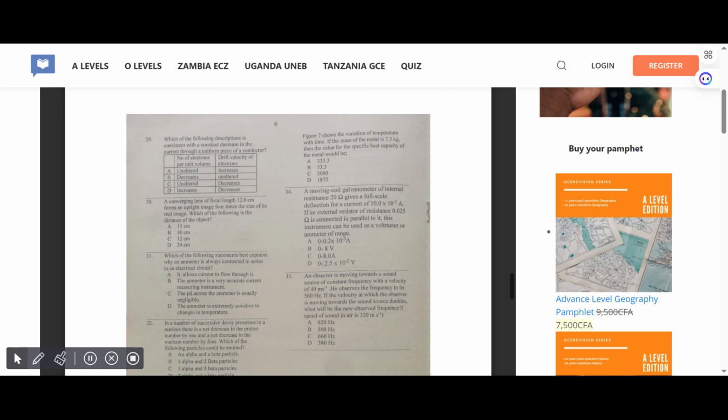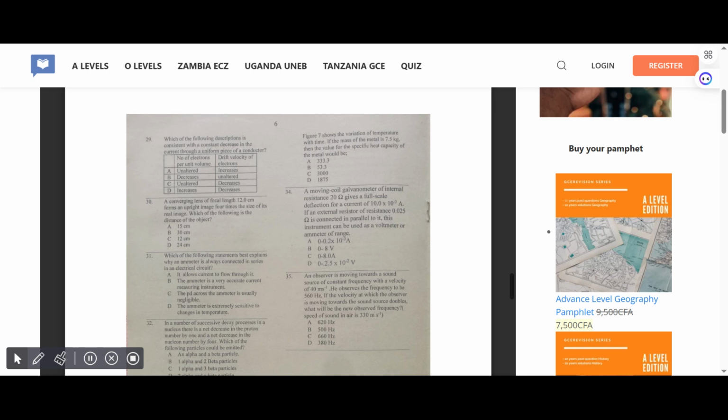Which of the following descriptions is consistent with a constant decrease in the current through a uniform piece of conductor? Correct answer for 29 is D, which is unaltered, increases, decreases. A converging lens of focal length 12 centimeters forms an upright image 4 times the size of its real image. Which of the following is the distance of the object? Correct answer for 30 is A, which is 15 centimeter.